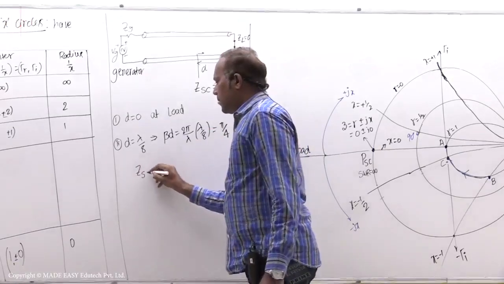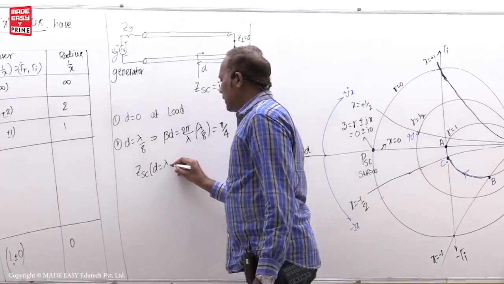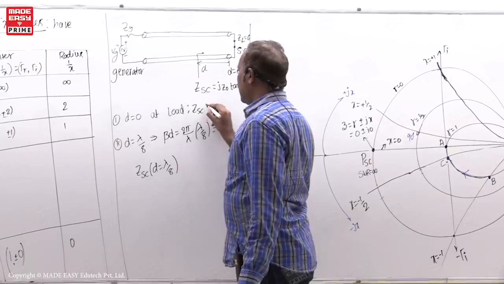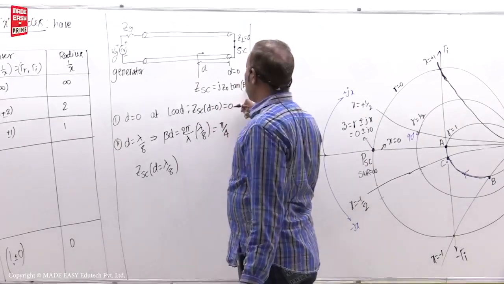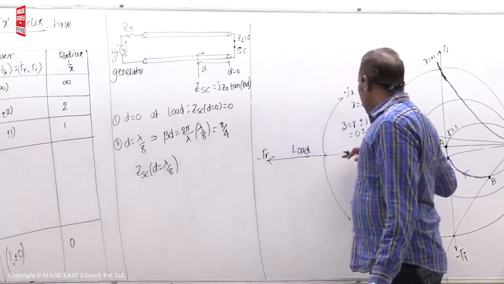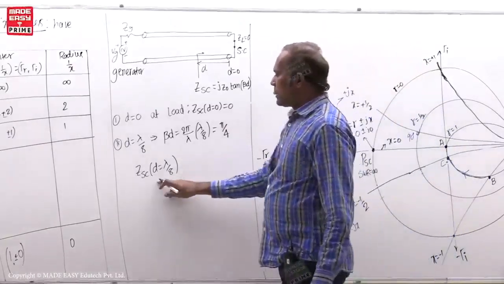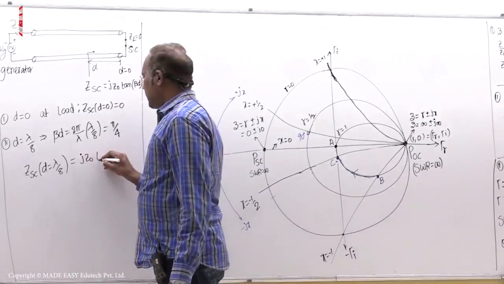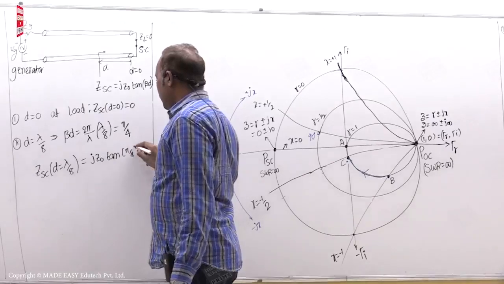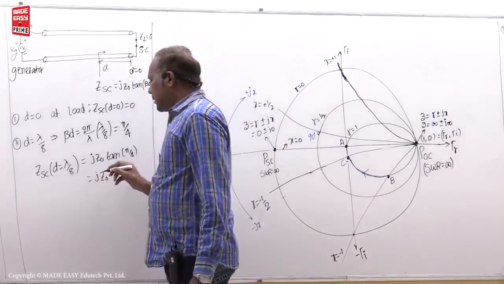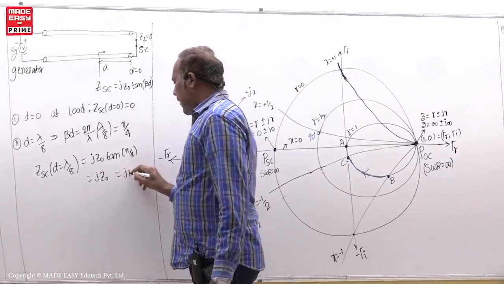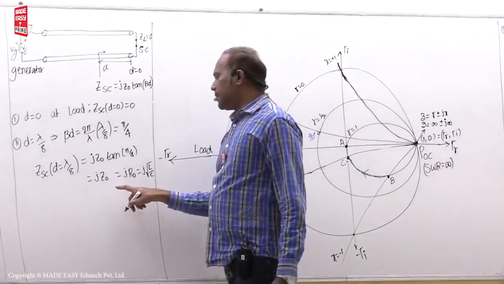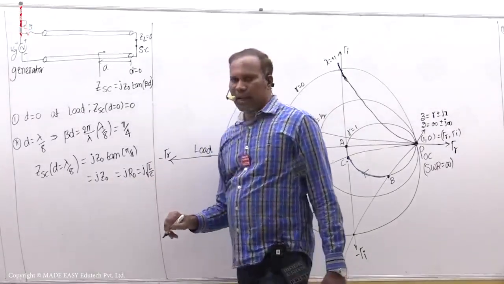Now ZSC at D is equal to lambda by 8 distance. I will write this also. ZSC at D is equal to 0 distance is 0, short circuit. So that is this location. Now ZSC at D is equal to lambda by 8 is equal to J Z0 tan pi by 4. That means J Z0. Z0 is actually real, that is J R0. So that is nothing but J into root L by C. You studied, no? For a lossless line, Z0 is equal to R0, R0 is equal to root L by C.